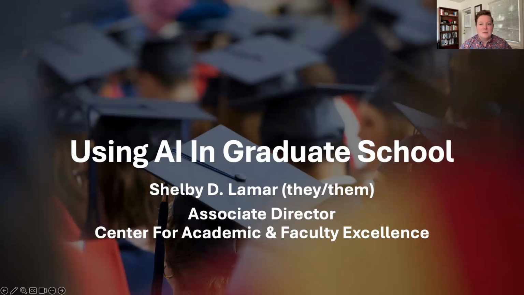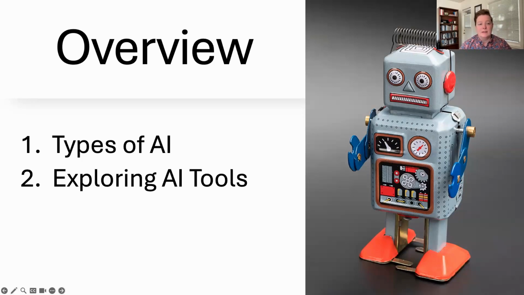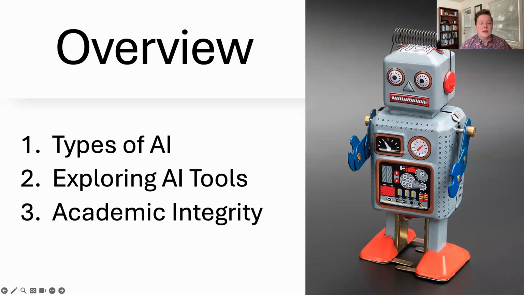So today we are going to be talking about using AI in graduate school. And just to give you a bit of an overview of what we're going to be talking about, we're going to talk about the types of AI, exploring AI tools, academic integrity, and have some Q&A after.